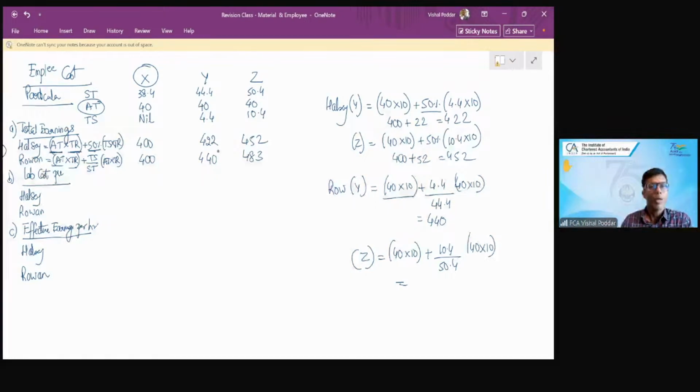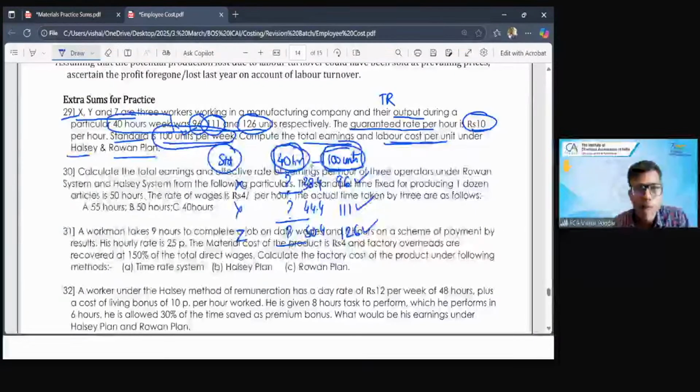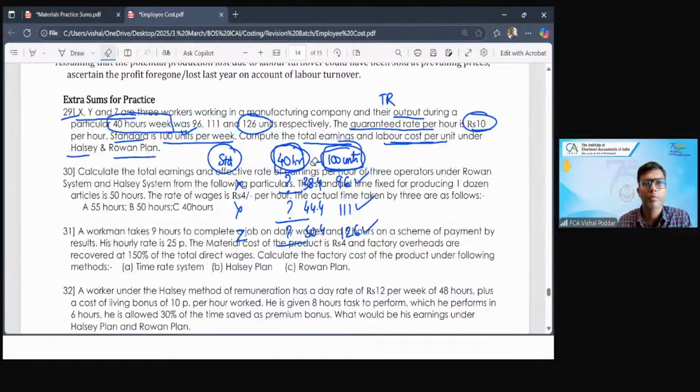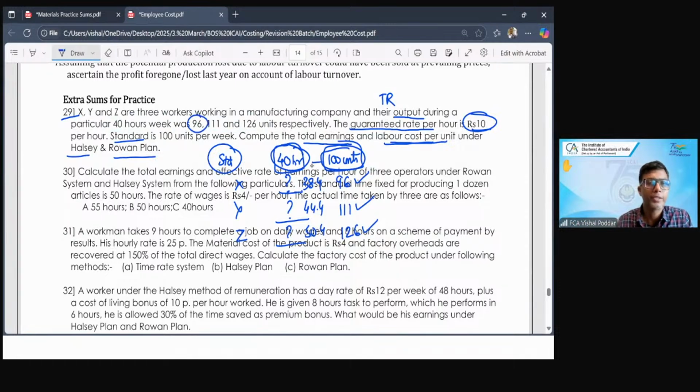Now, you are asked labor cost per unit. How is labor cost per unit calculated irrespective of plan? It is your total earnings which you calculated above, upon output, what everybody has produced. So 400 is the earning of X under Halsey. And what is the output of X? Output of X is 96.